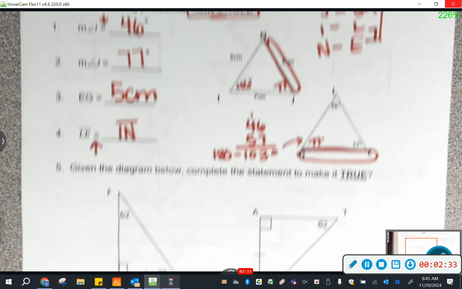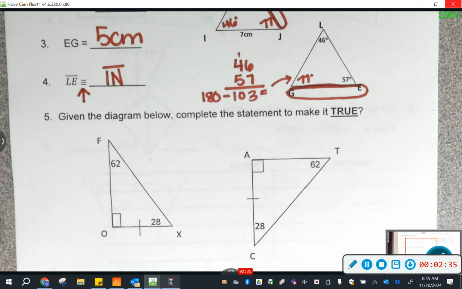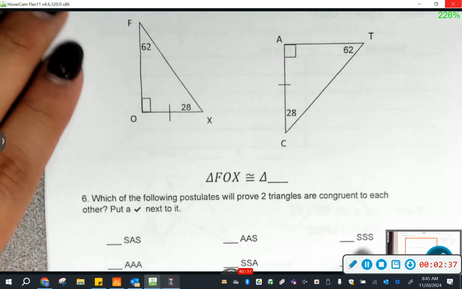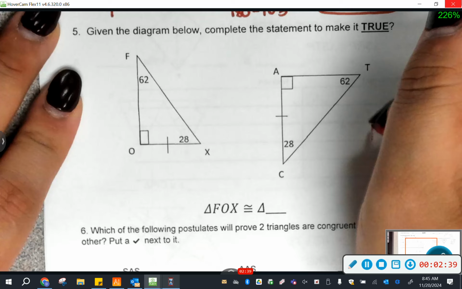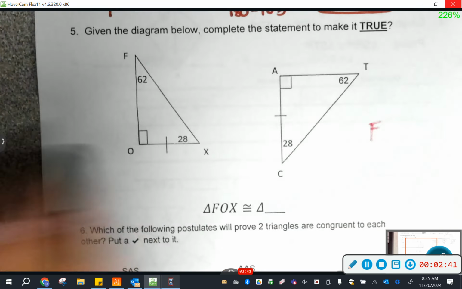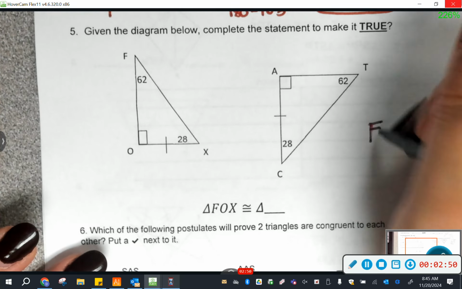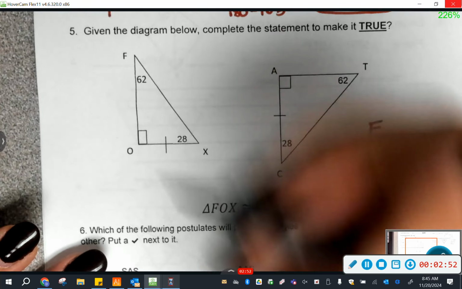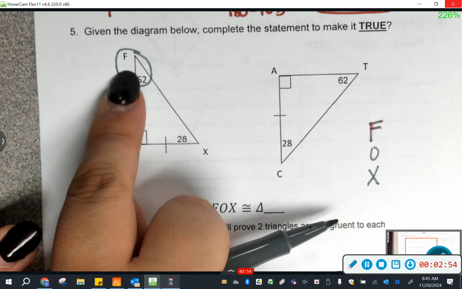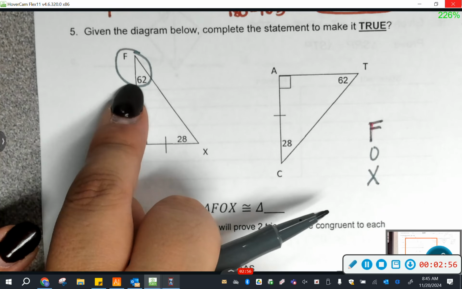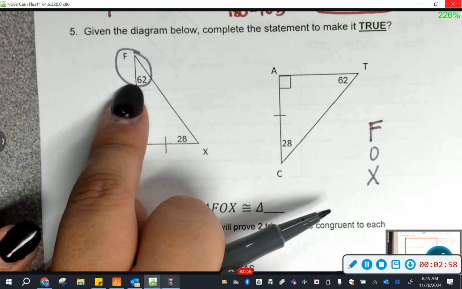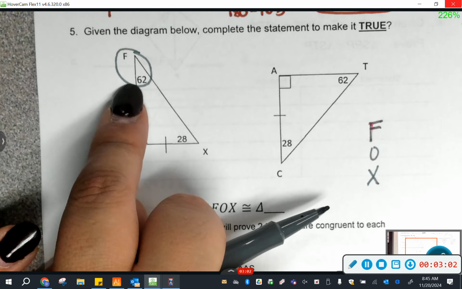Next one. It says, given the graph below, complete the statement to make it true. F-O-X. Ooh, yeah, red does not work. We're throwing it in the trash. Alright. Let's do F-O-X. What is F? C-A-T. F goes with what? C. Ooh, you ain't paying attention if you said that. What does F go with?